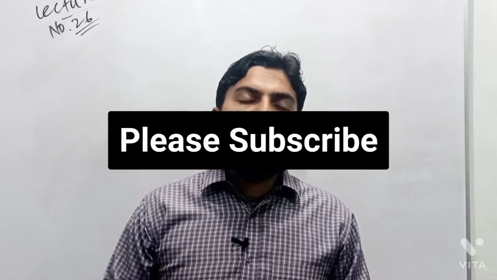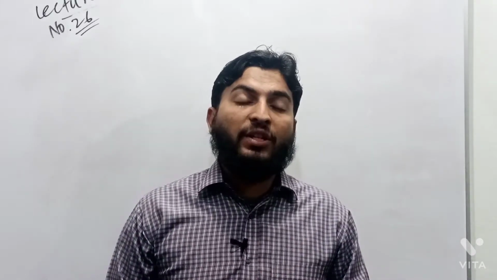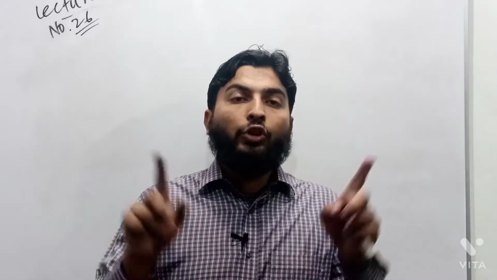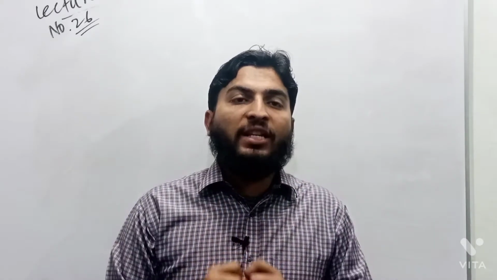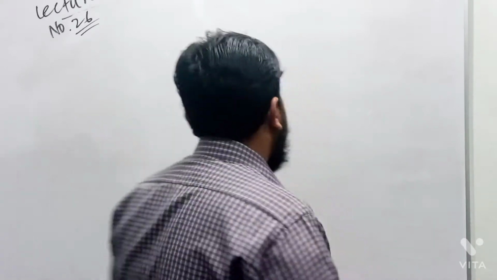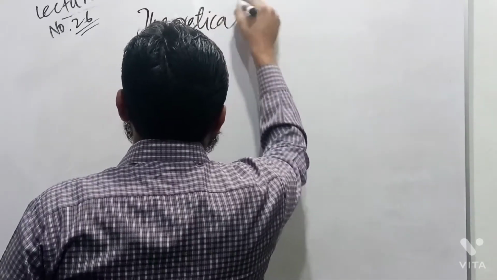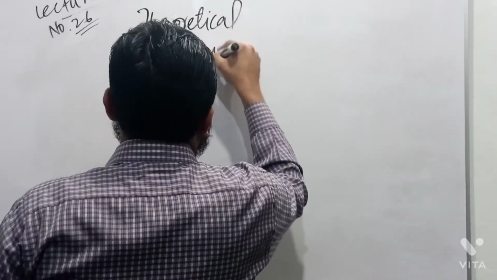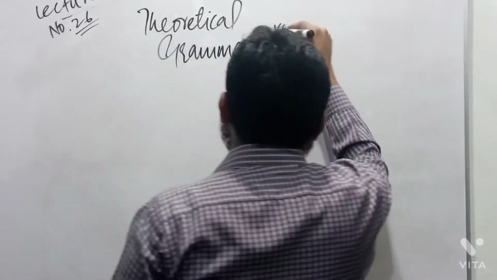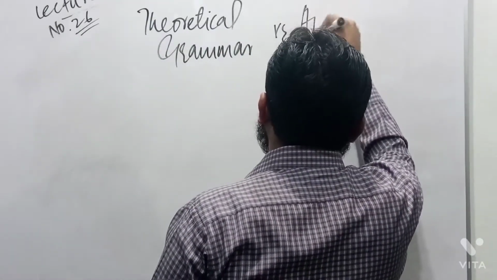This video is lecture number 26. Lecture number 26 is about the comparison of two different types of grammar. What is that? The very first one is theoretical grammar. Theoretical grammar versus applied grammar.